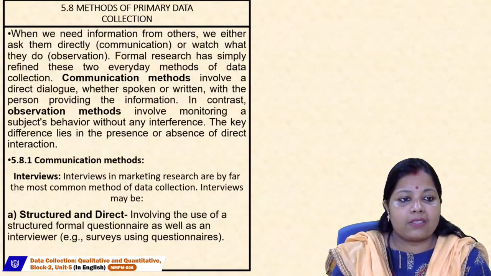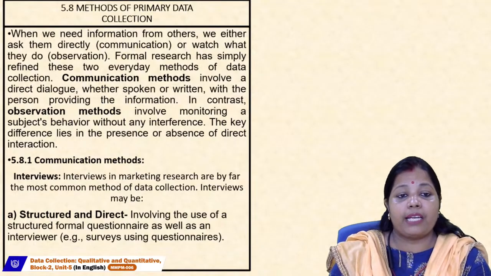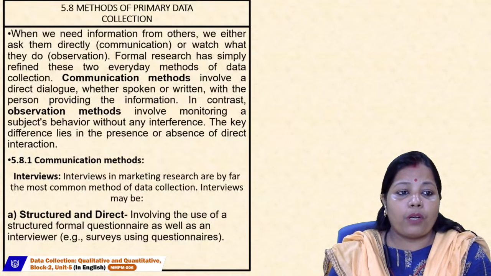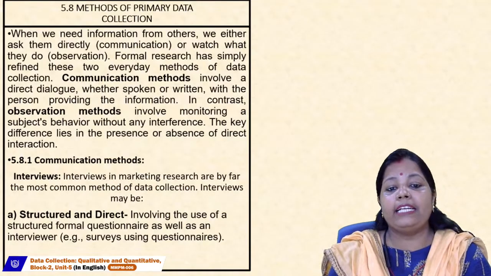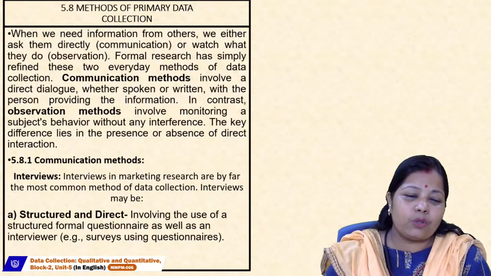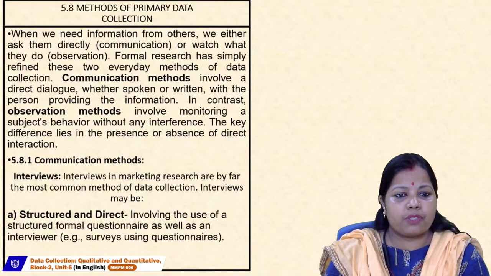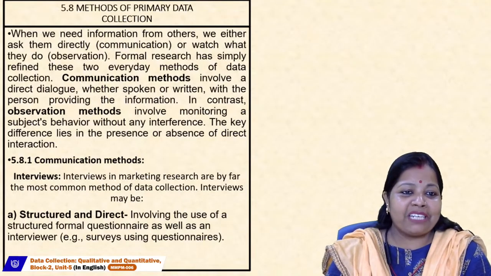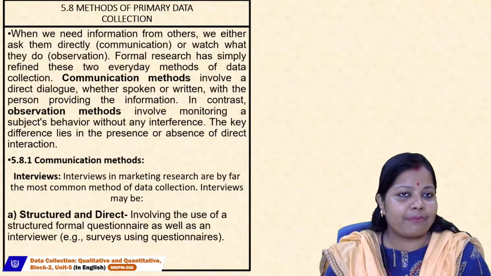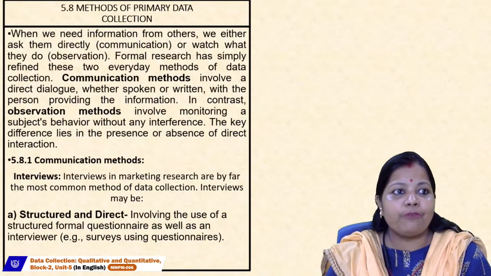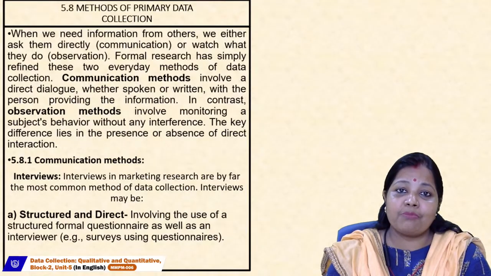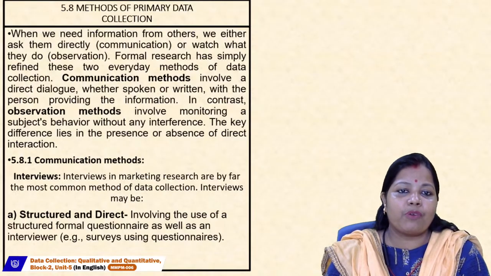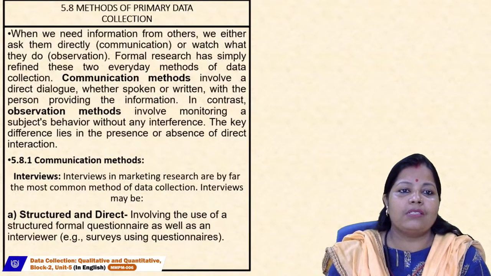And another one is the contrasting observation method. One is the communication method, where we directly communicate with the respondent, and the second one is the observation method, which involves monitoring a subject's behavior without any interference. Means we are here to observe only. We are not communicating, we are just observing. So the key difference lies in the presence or absence of direct interaction. It is very clear that in the communication method the respondent is in front of us and we communicate with the respondent, whereas in the observation method the respondent may be in front of us but we are not communicating. We are just observing what the behavior is, what he or she is doing, what the attitude is, all these things we are just observing.